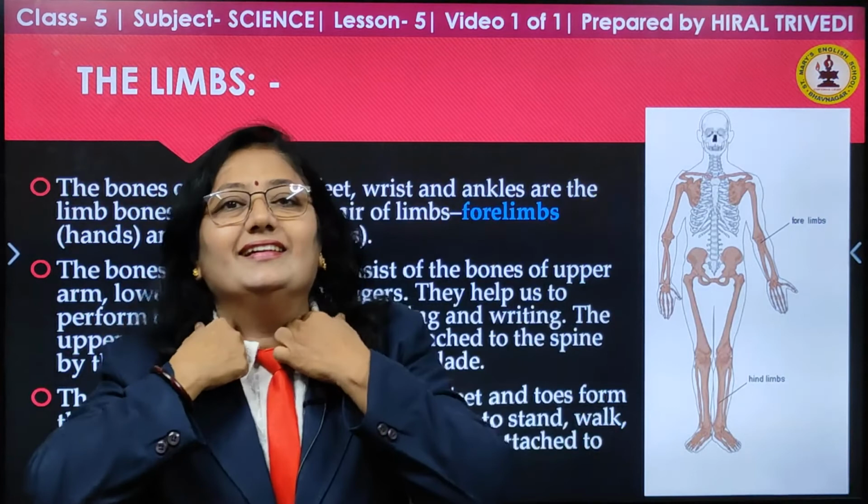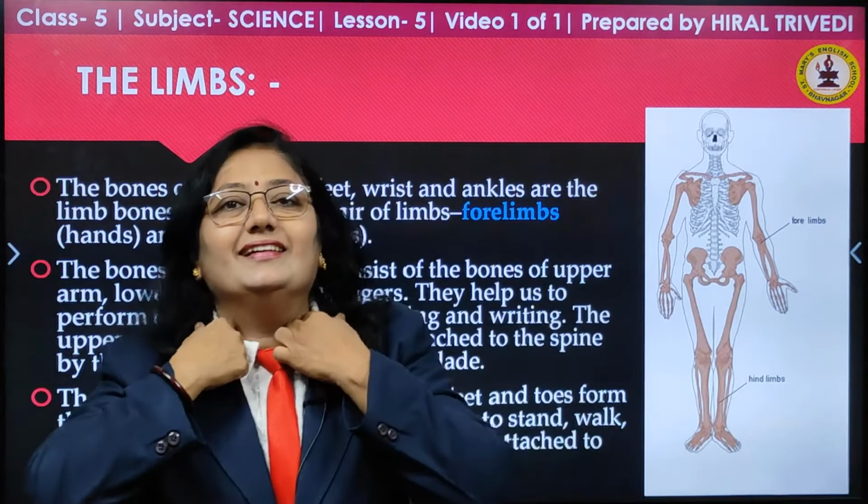As we saw, the upper arm, lower arm, then the palm, and the fingers all form the forelimbs, that is the hands. In the same way, our hind legs are the upper leg, then the lower leg, then the feet, and the fingers of the leg are known as toes.